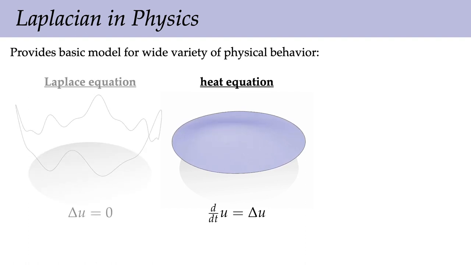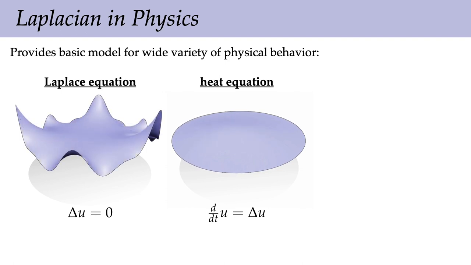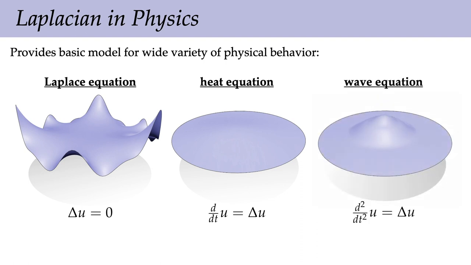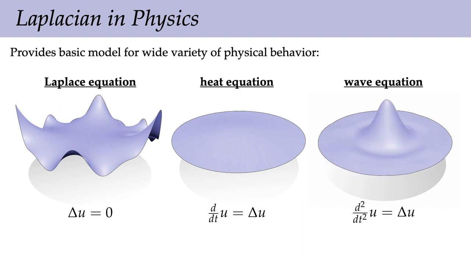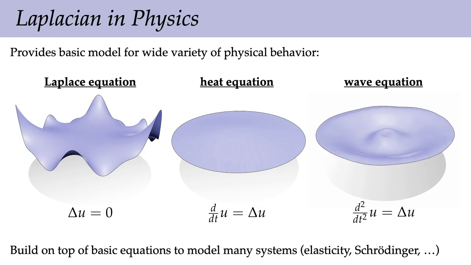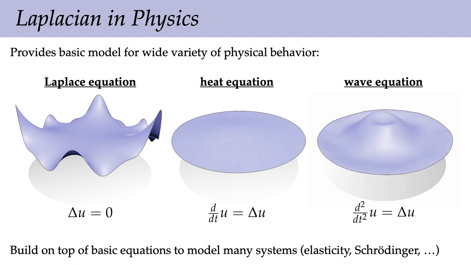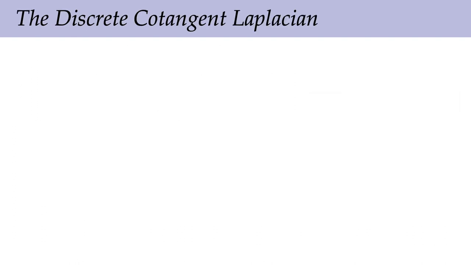There's also the Laplace equation, which describes the equilibrium behavior of an elastic membrane or the steady state behavior of long-time diffusion. Functions which satisfy the Laplace equation are known as harmonic functions. They generally look saddle-shaped like this, as they cannot have any local maxima or minima in their interior. And finally, there's the wave equation, which describes, well, the behavior of waves. And then, building on top of these elementary equations, one can construct linear elasticity models, the Schrödinger equation, and much more. When working on triangle meshes, we need to use a discrete Laplace operator.